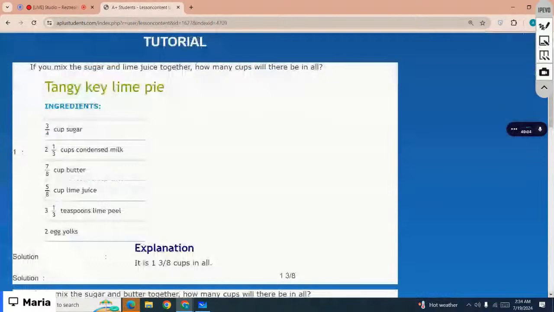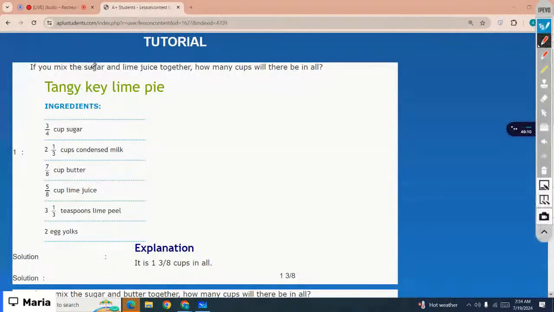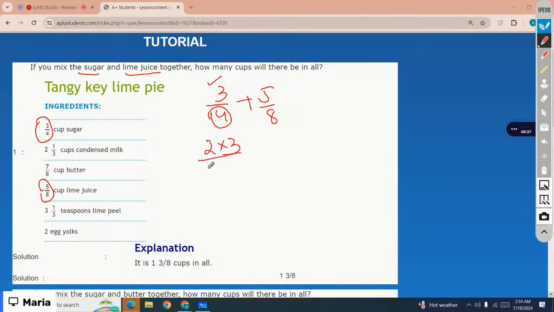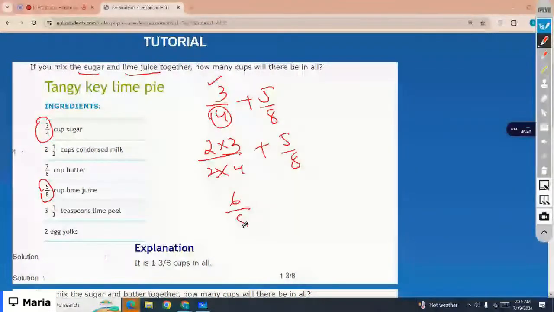If you mix the sugar and the lime juice together, how many cups will there be in all? So you need to mix the sugar and the lime juice. Sugar is 3 by 4 cup and lime is 5 by 8 cup. We need to add 3 by 4 and 5 over 8. How do we add? We need to make the denominator the same first. 4 times 2 makes 8. So just multiply this fraction by 2. 3 times 2 is 6. 6 over 8 plus 5 over 8.